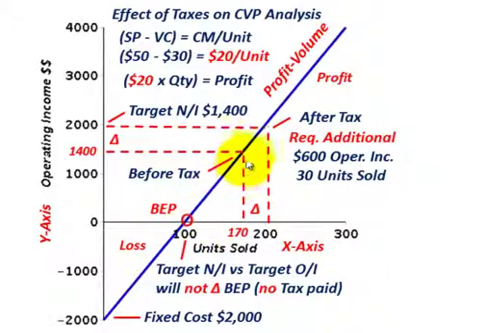And then as you move up the line, the idea is the more units you sell, the greater operating income you're going to have, the greater profit you're going to have. But with the tax effect, you're going to have to increase your profits, and therefore you're going to have to increase the units sold and generate greater operating income. Okay, so that'll summarize our topic on the effect of taxes on our cost volume profit analysis.